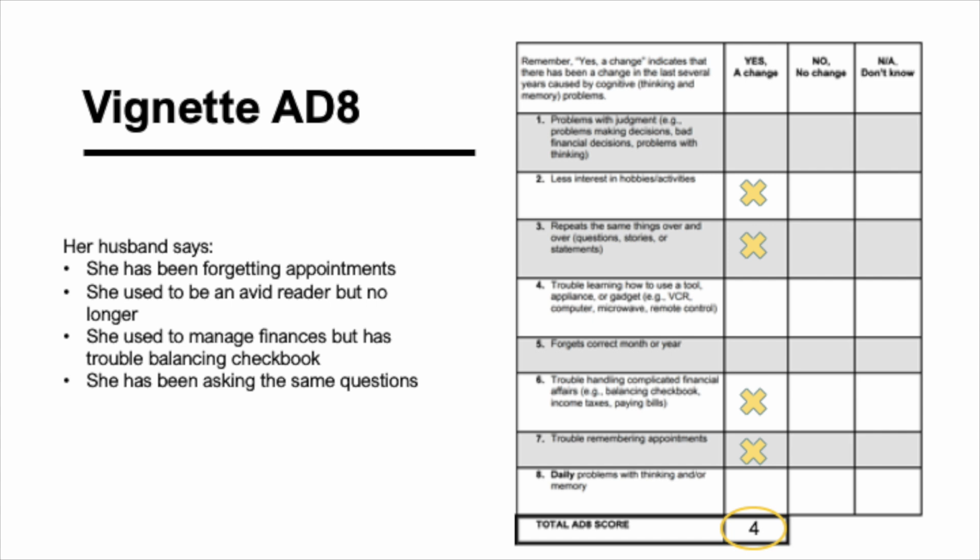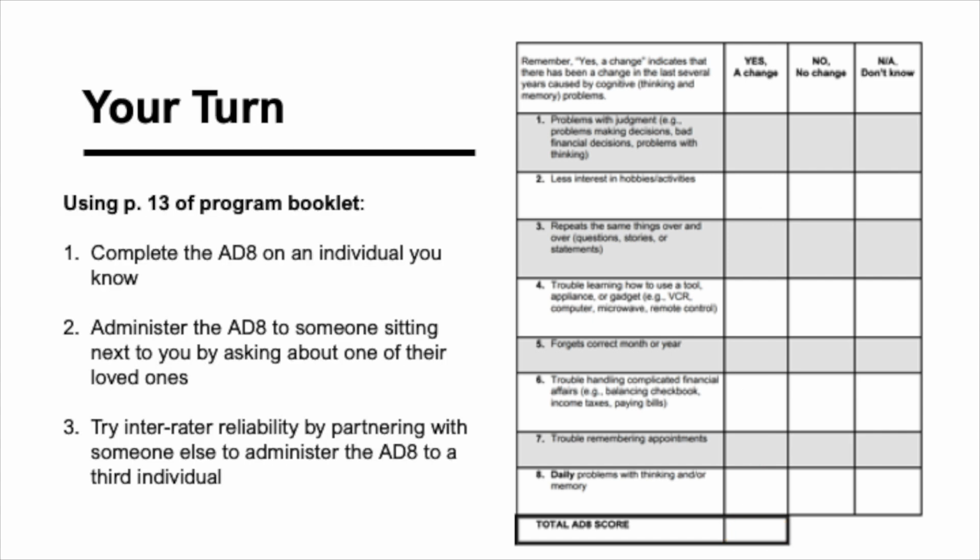So now that we've gone over this and you can see how it's really intuitive and why it requires no formal training, it's super straightforward. I wanted to give us a few minutes to test our skills. It is, I think, on page 13-ish of your booklet. We'll just take a few minutes. You can either complete it yourself on someone you know. You can administer it to someone else, asking someone else about their loved one or someone that they know.